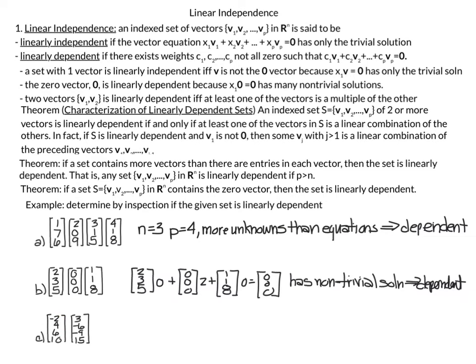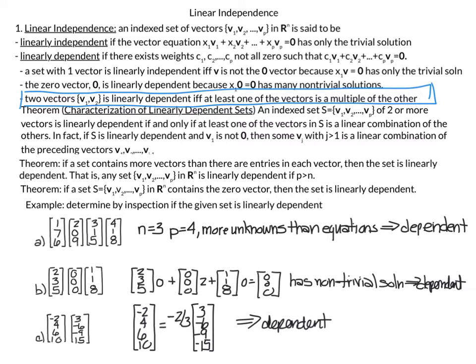For our last set of vectors, v1 is equal to negative 2, 4, 6, 10, and v2 is equal to 3, negative 6, negative 9, 15. For these two vectors, we're going to use this special case up here concerning two vectors. They are linearly dependent if and only if at least one of the vectors is a multiple of the other. So I noted that v1, negative 2, 4, 6, 10, is equal to negative 2/3 times v2, 3, negative 6, negative 9, 15. Therefore, they are dependent.